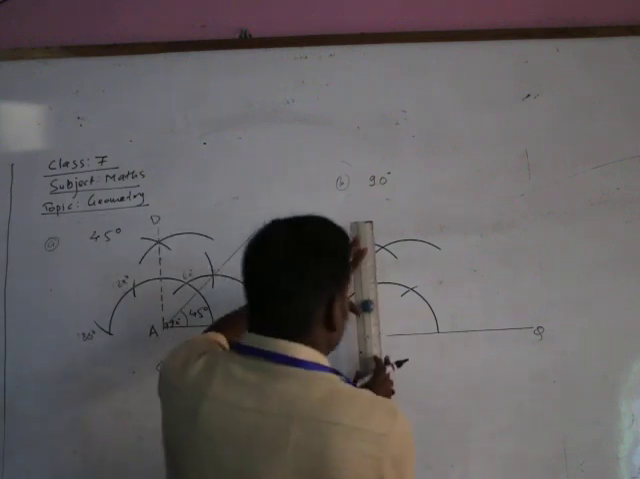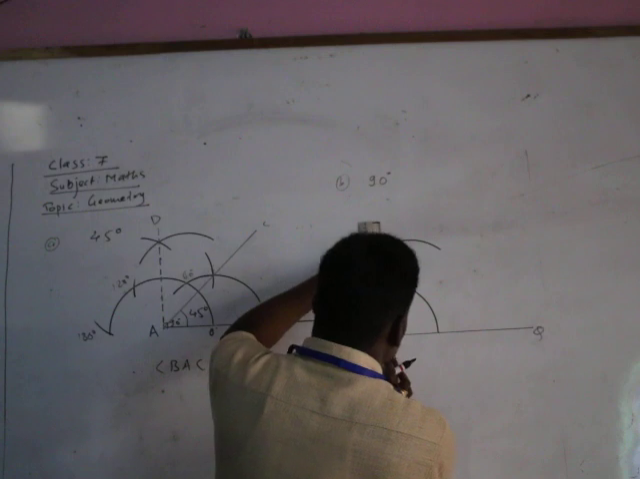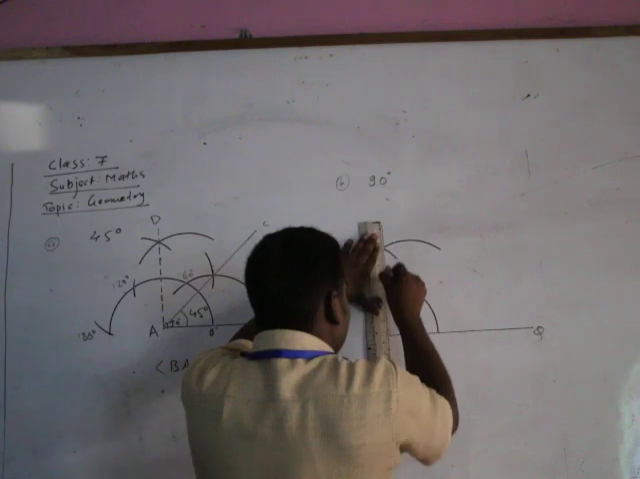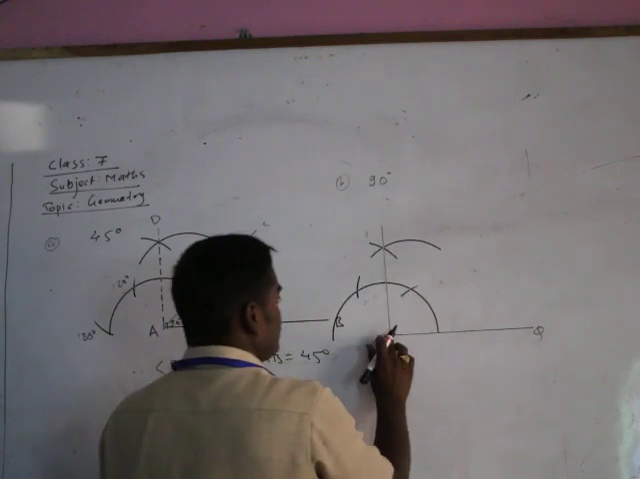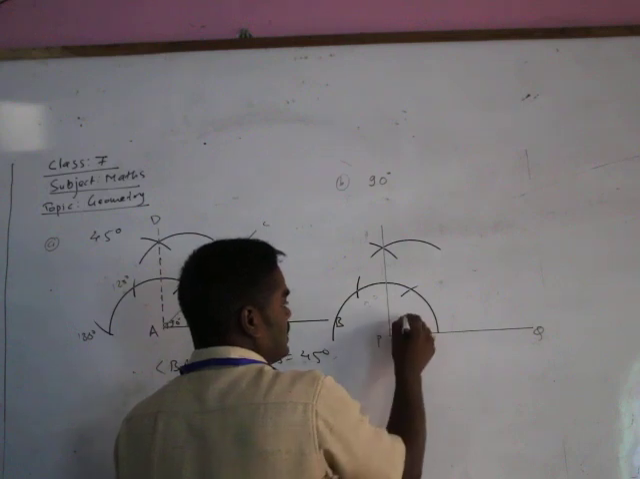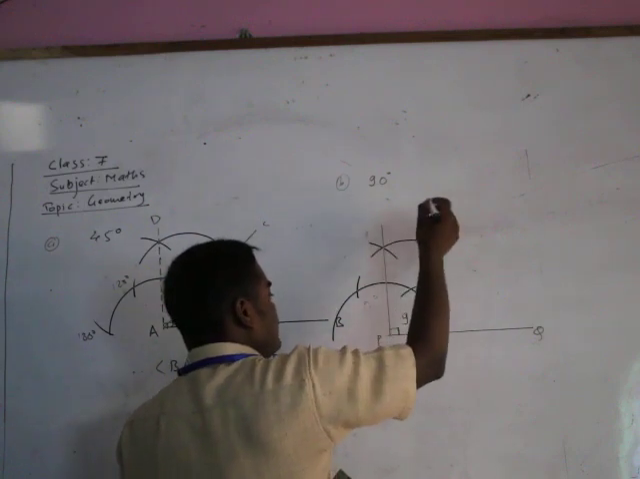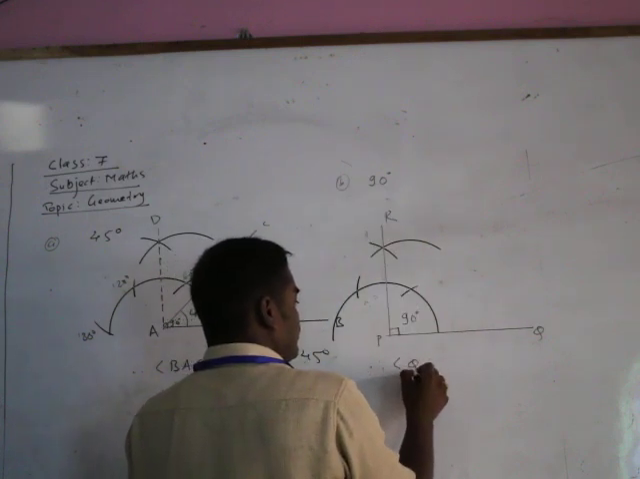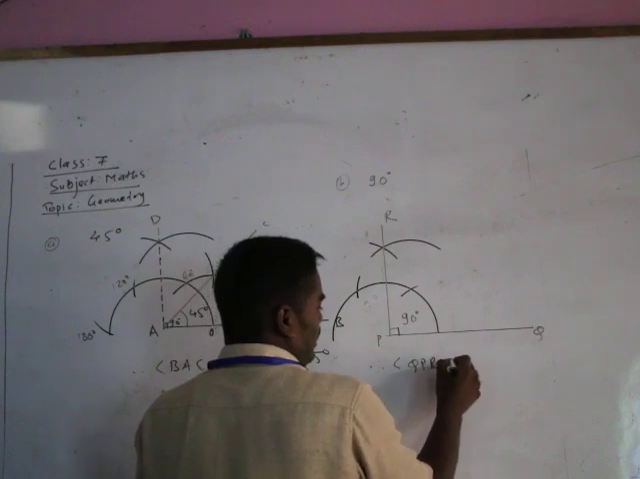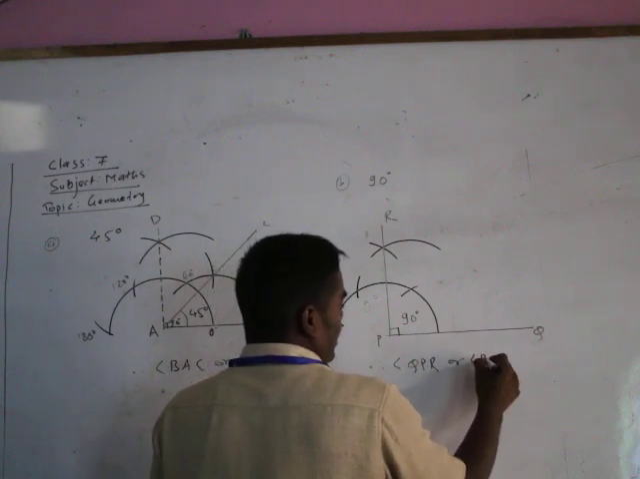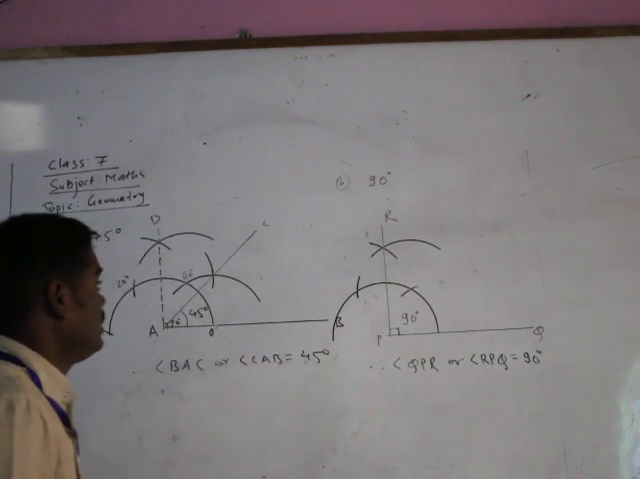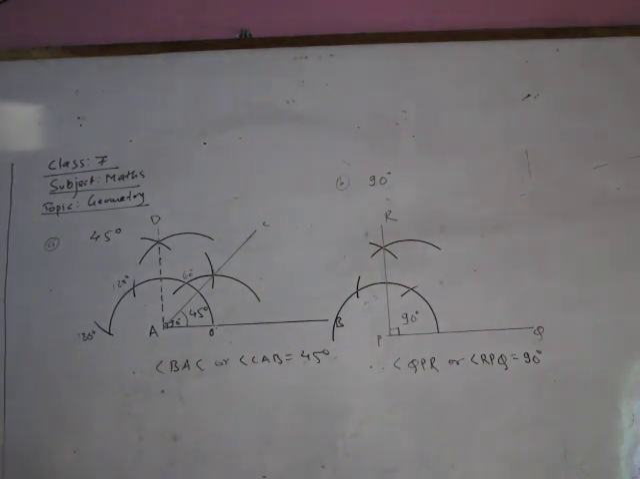This is the 90 degree. And then draw the line. This is the 90 degree. So the 90 degree side like this. Put the name here, PQR, and then write angle QPR or angle RPQ equal to 90 like this. You have to construct the angles.